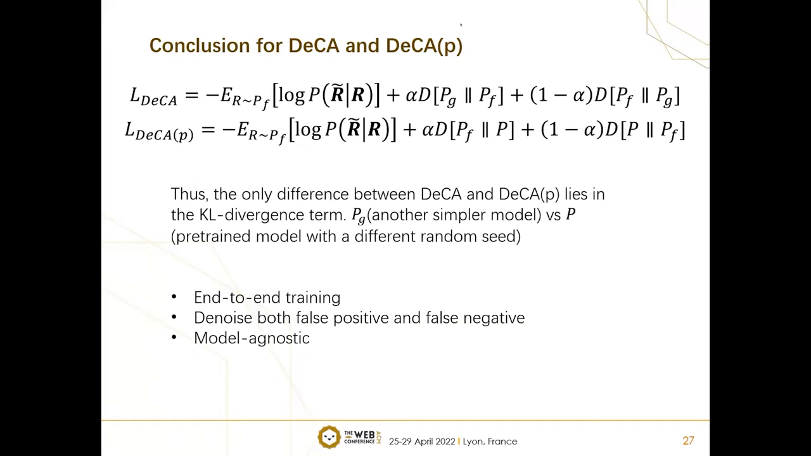In these two objectives, there are three aspects to be noted. The first one is that we have adopted the end-to-end training paradigm, and we also aim to denoise both false positive and false negative examples. Besides, this algorithm is model agnostic, which means you can choose any model you want as the structure of F theta. Then there is one final part in this objective, and we will need to discuss how to model PR tilde given R, which is the first term in these two objectives.